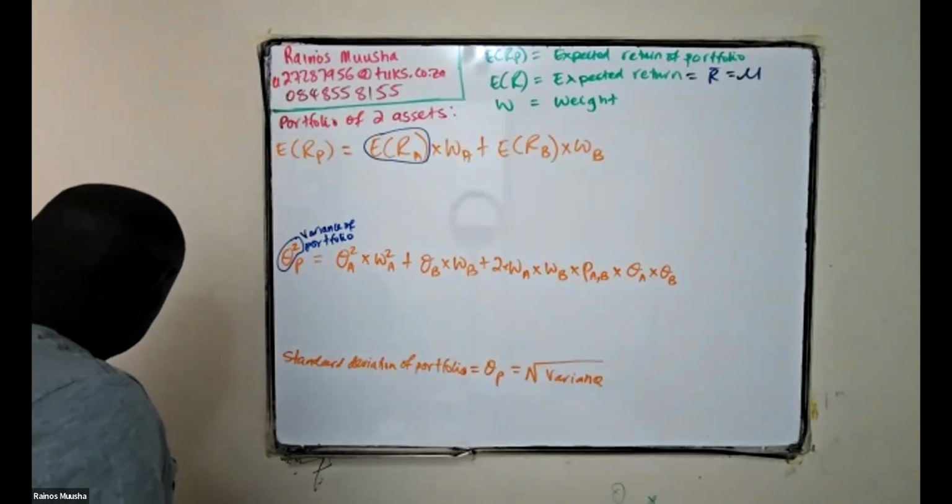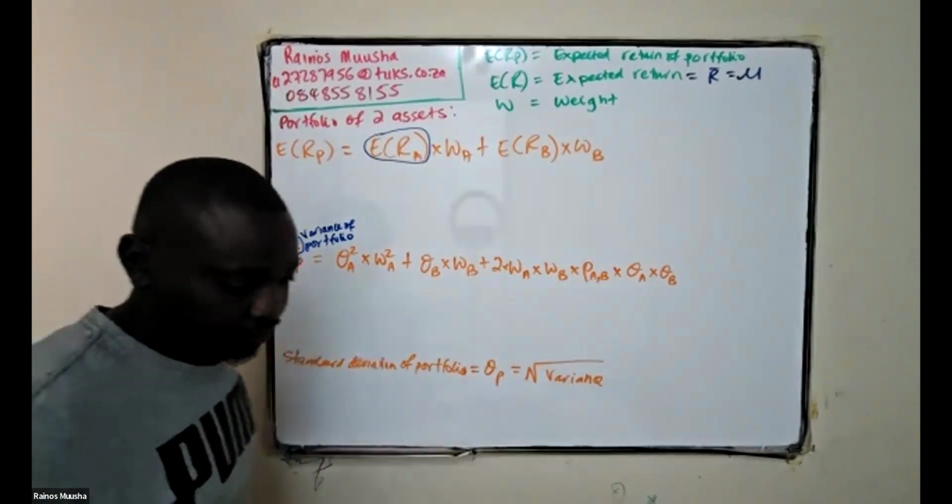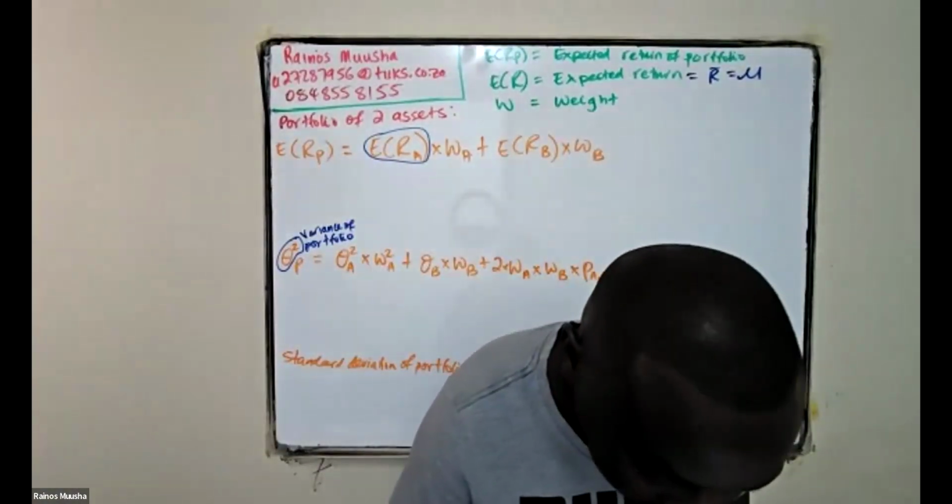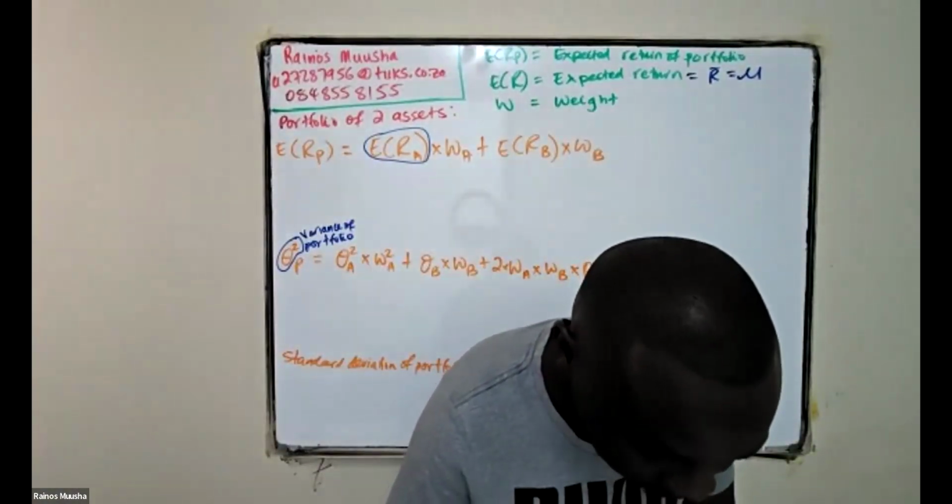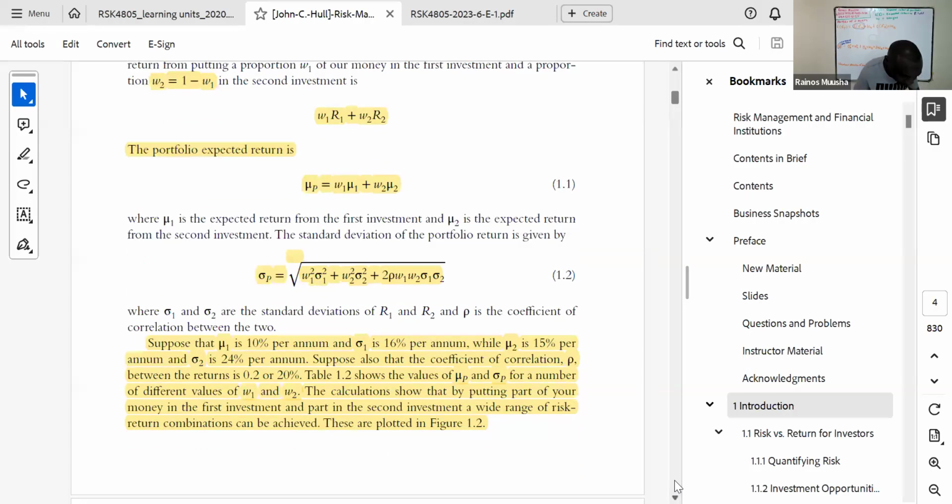So from here, if we check on the example that they give us in the textbook, they say, suppose that mu1 is 10% per annum. Remember, mu1 is your expected return of asset 1, which is asset A, right? So we can put it as asset A, or we can put it as asset 1 as well.